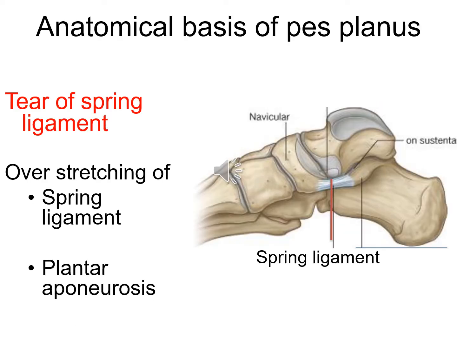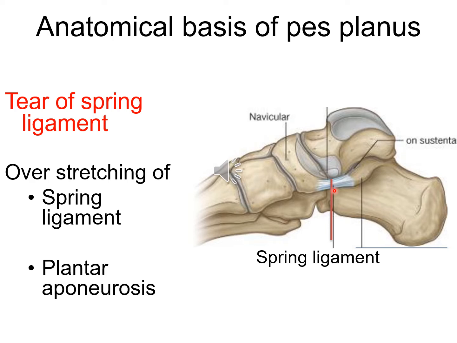Anatomical basis of pes planus. The above mentioned predisposing factors may lead to tear or overstretching of the spring ligament, which is otherwise known as the plantar calcaneonavicular ligament. It can even lead to the stretching of plantar aponeurosis.